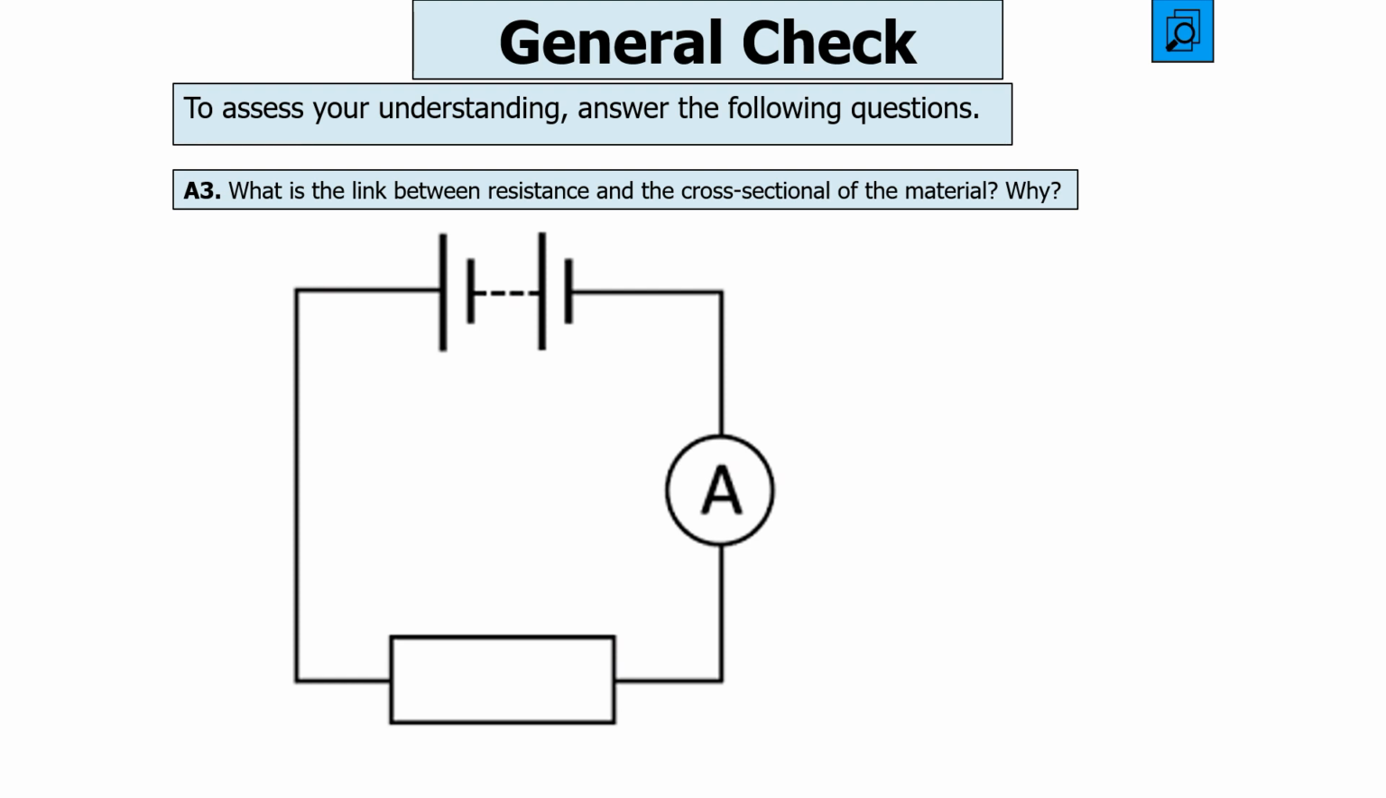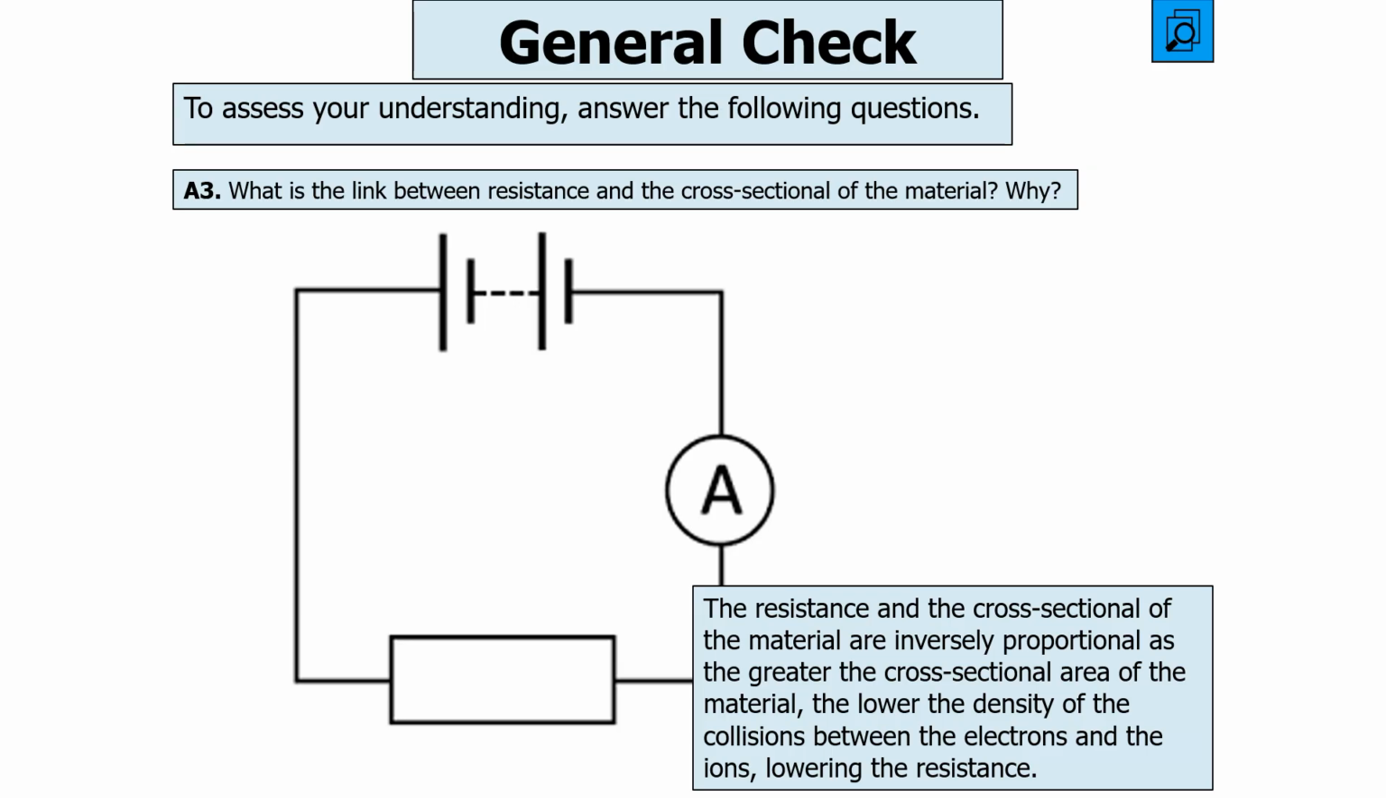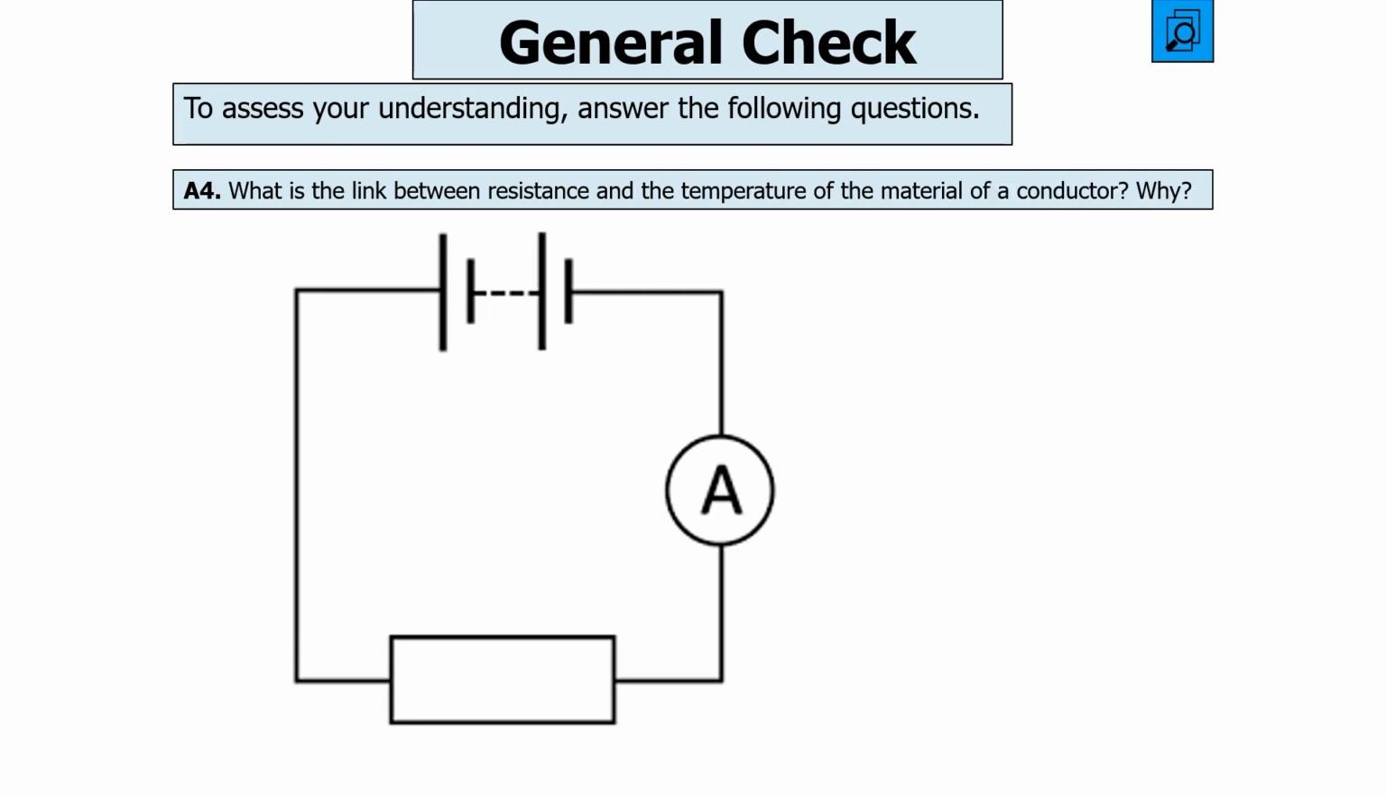The next question says, what is the link between resistance and the cross-sectional area of the material and why? So pause the video now, then unpause the video when you want to go through your answer. Right, the resistance and the cross-sectional area of the material are inversely proportional. As the greater the cross-sectional area of the material, the lower the density of collisions between the electrons and the ions, lowering the resistance.